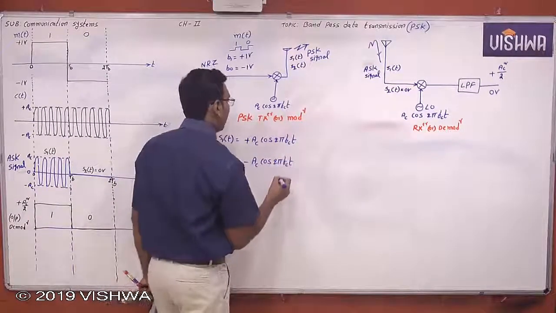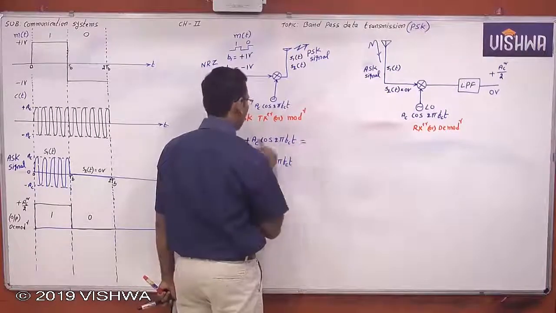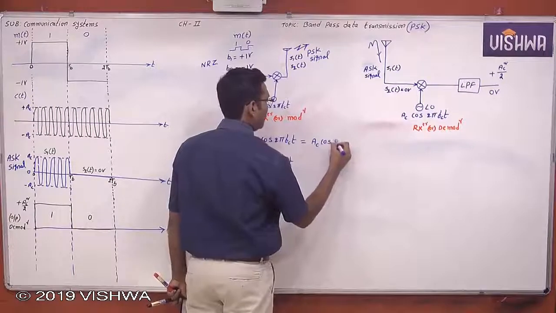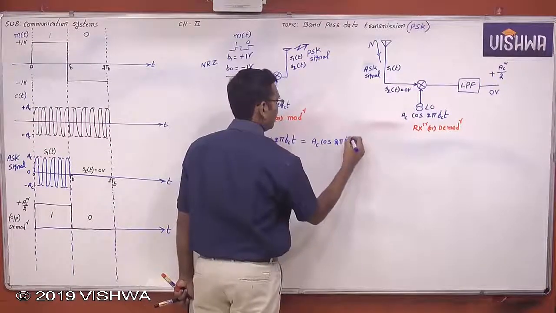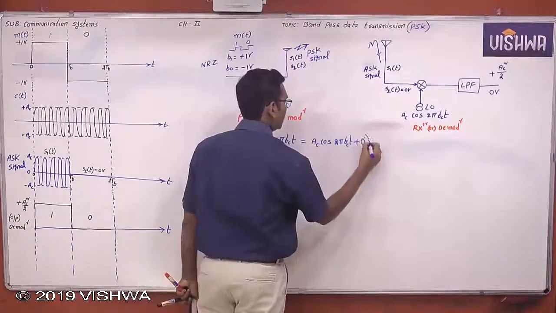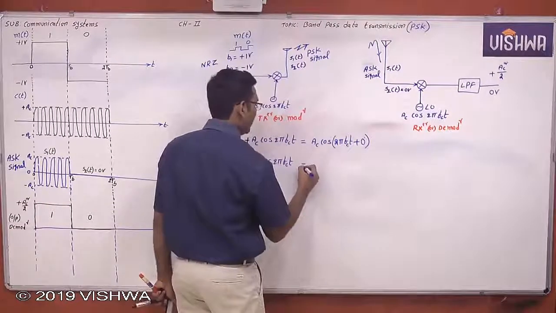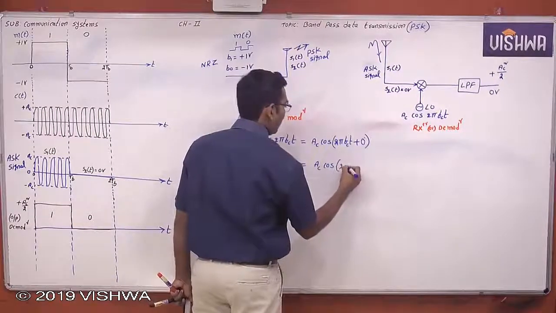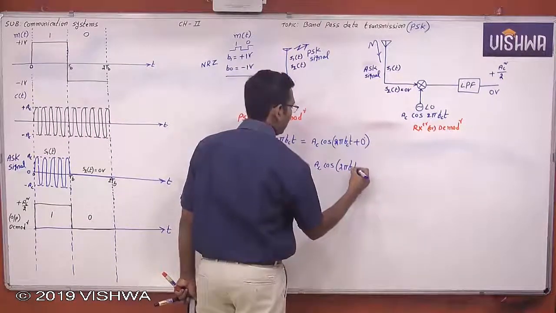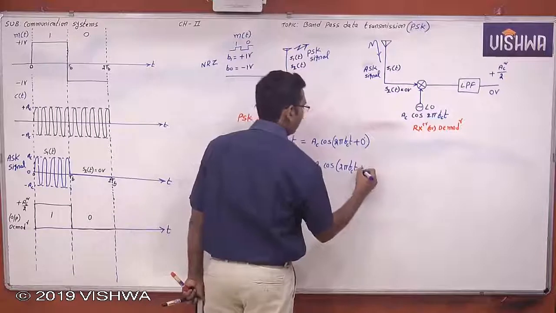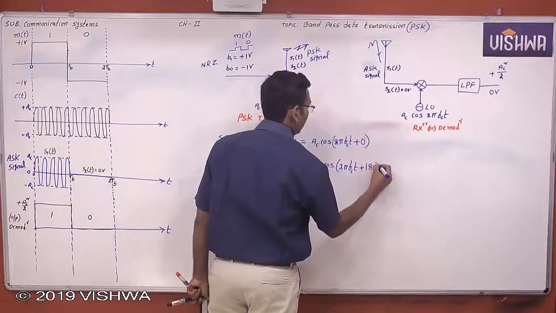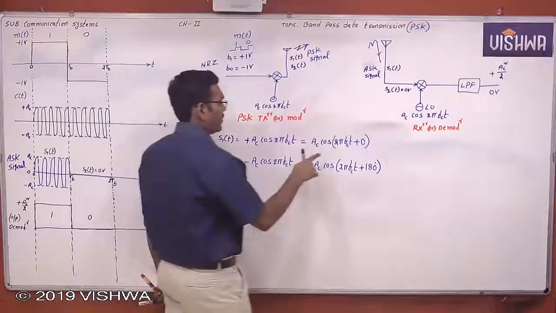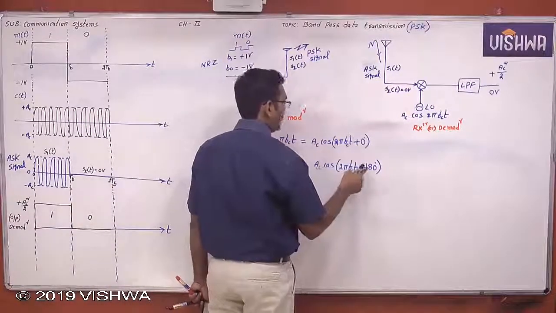Or you can write it like this: Ac cos (2 pi fct plus 0 degrees). And this we can write as Ac cos (2 pi fct plus 180 degrees), because this minus is nothing but 180 degrees. So now we have Ac cos(2 pi fct plus 0) and Ac cos(2 pi fct plus 180 degrees).